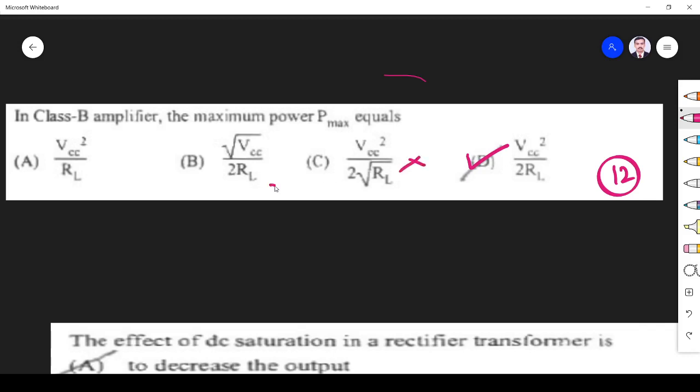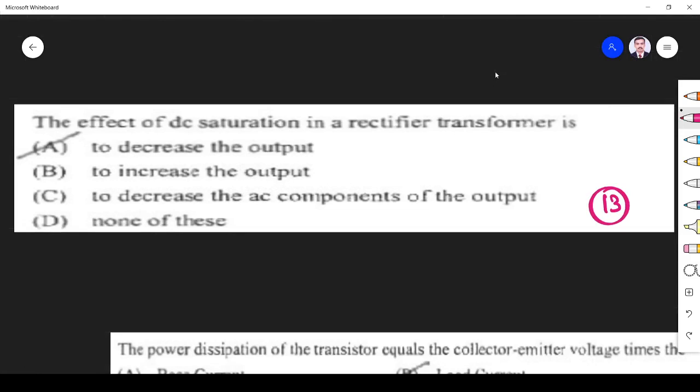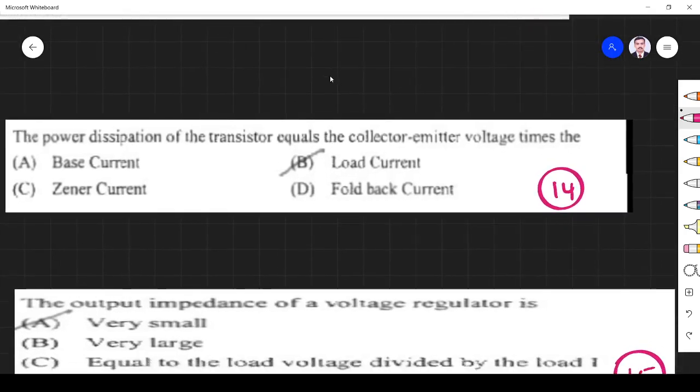This 2 won't be. So either A or D. So it is RMS power, so Vcc by 2RL. Vc squared, right? Next, the effect of saturation in a rectifier transformer is it will decrease the output. That is very important, right? Direct question only, right? So DC saturation will decrease the output.